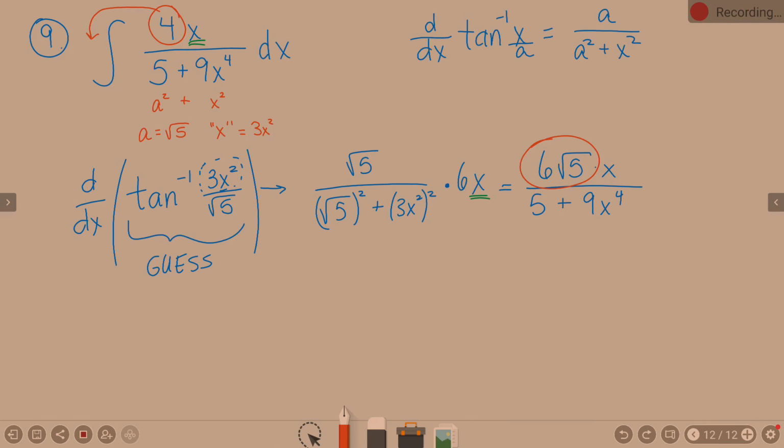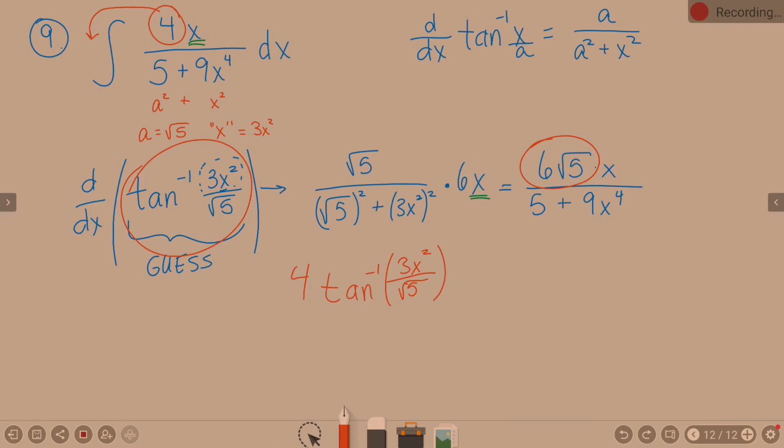Does that piece make sense here? So if I put that 4 out front, that's going to be 4 times my guess. So right here we had my guess, right? So my guess was tan inverse of 3x squared over square root of 5. This 4 out front says, okay, the rest of it's good. We're going to have a 4 out front.